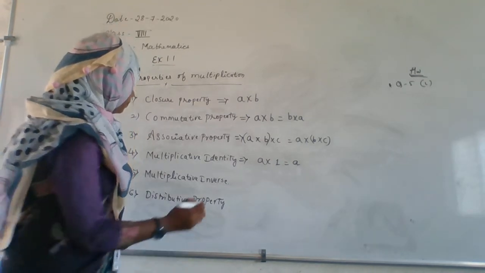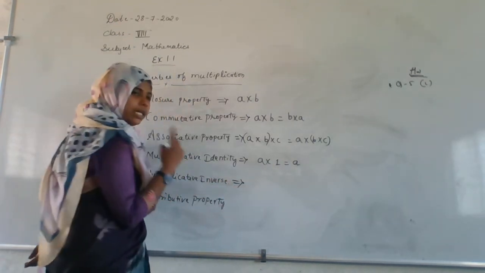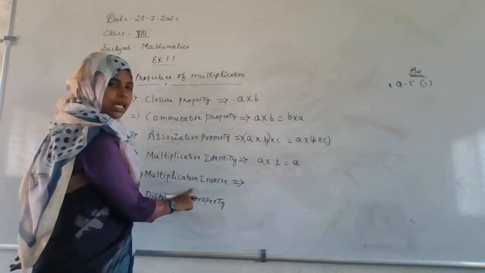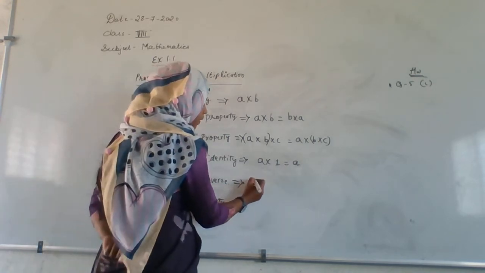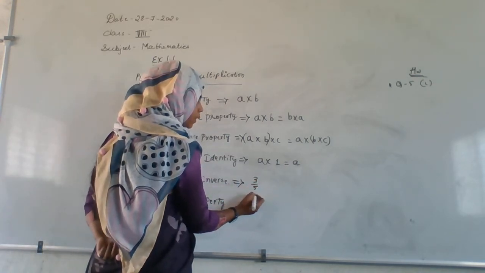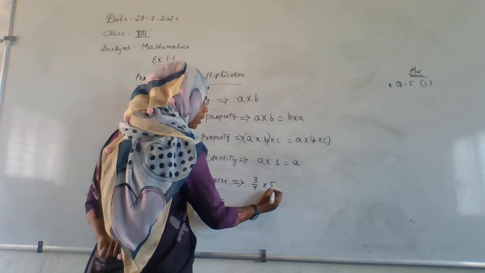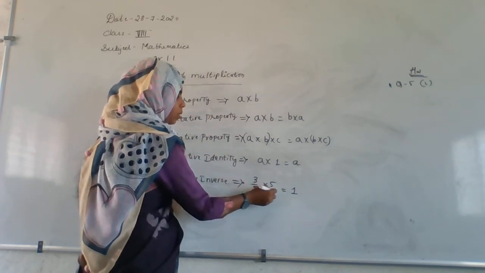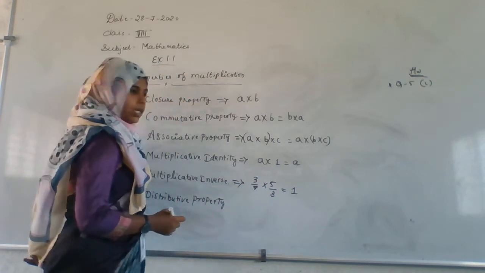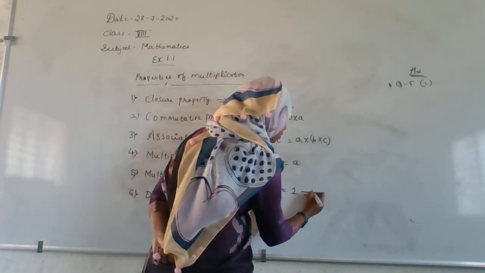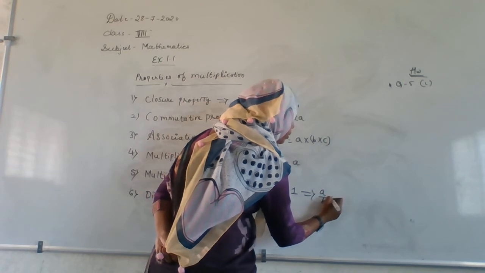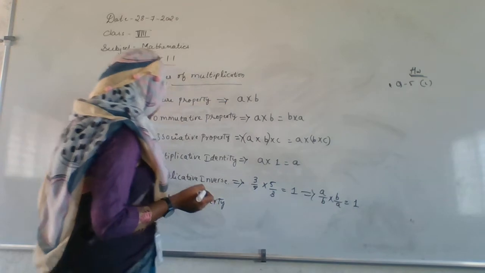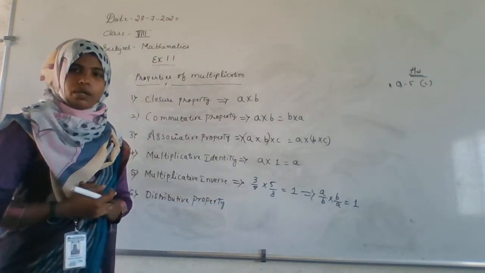Here multiplicative inverse means, in additive inverse we were just studying, but here we are taking the reciprocal. For example, the number is 3 by 5, then 5 by 3. Then we are going to get the same answer as 1. Means here we are writing A by B multiplied by B by A, then we are going to get 1.